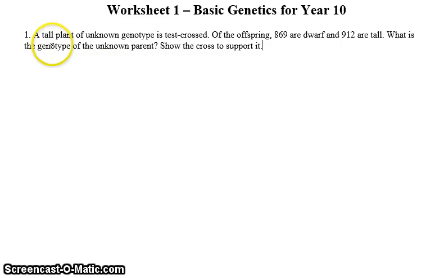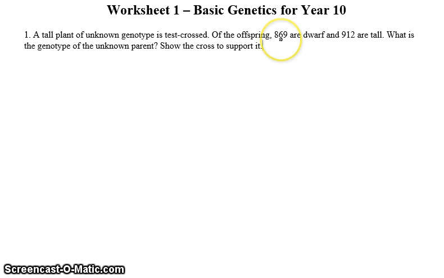In this question, a tall plant is test crossed. A test cross is when you use a homozygous recessive to test if an organism showing a dominant phenotype is either homozygous dominant or heterozygous. In this case, the offspring, it says 869 are dwarf and 912 are tall.